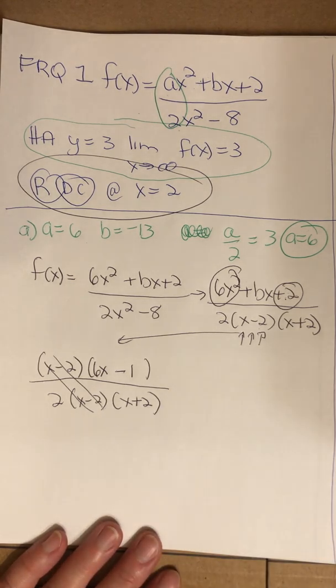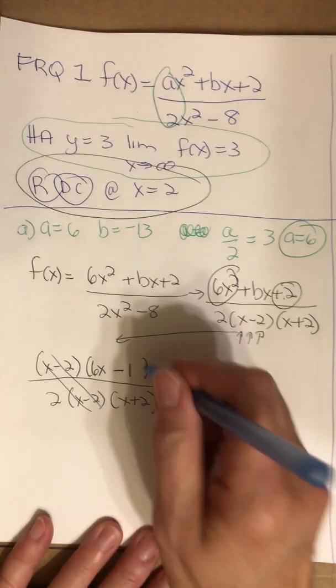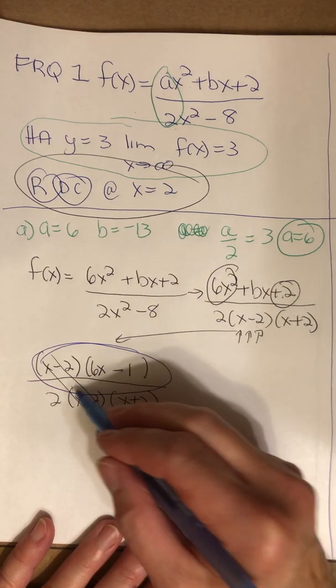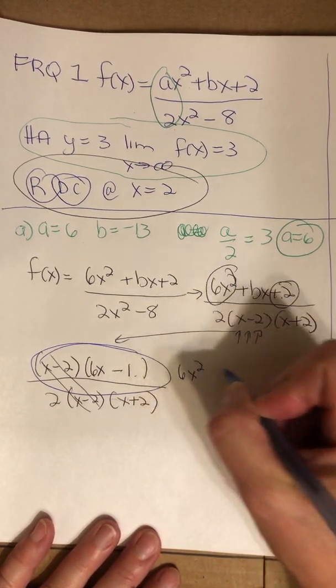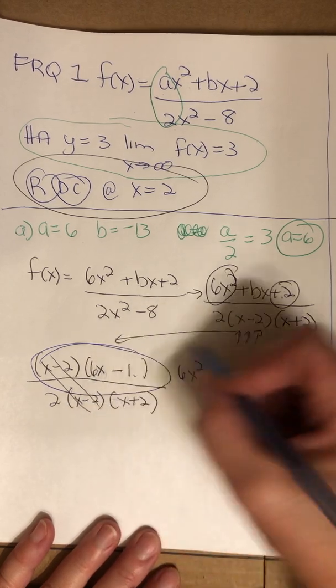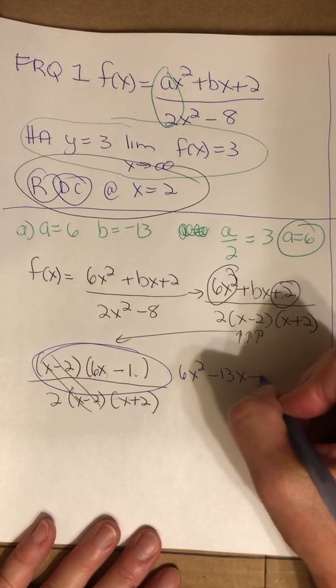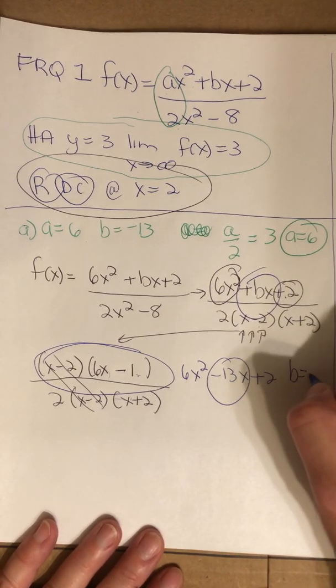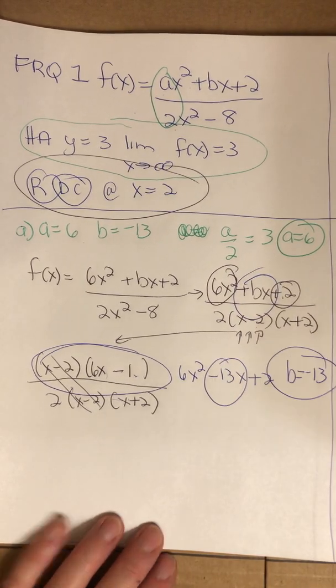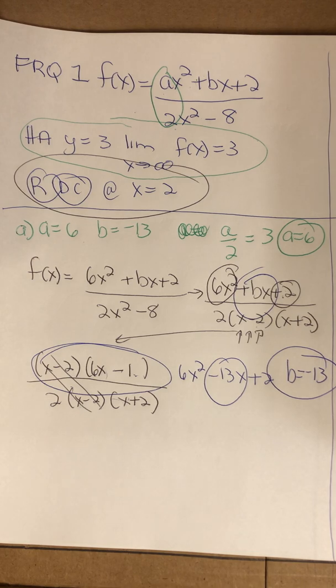But take a look here. Let's circle this in blue. When we multiply out this numerator, we get 6x squared minus x minus 12x, minus 13x, and plus 2. There we go, showing that B is equal to negative 13. Excellent. Let's see what they ask us next.